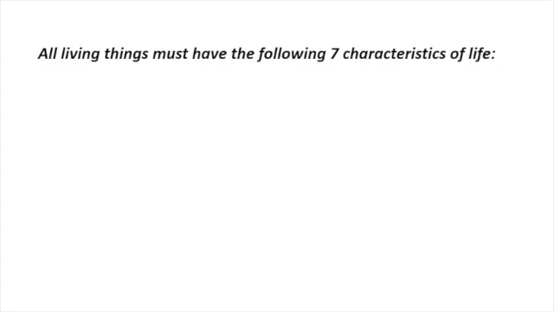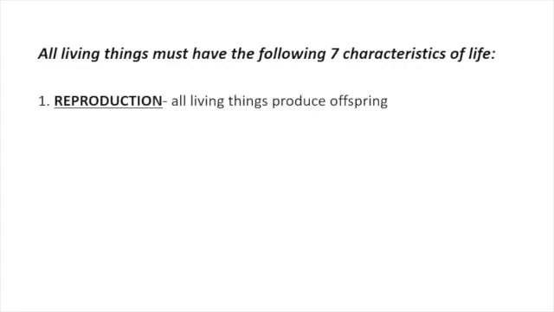Okay, so all living things have 7 characteristics of life. So they reproduce. All living things produce offspring. If it can't have babies in one form or another, it's not alive. Specifically, it needs to be able to do it on its own, and that's one of the defining features. I know in Science 9 you looked at reproduction, both sexual and asexual, so this is tying back to that. It has to be able to do at least one of those things.